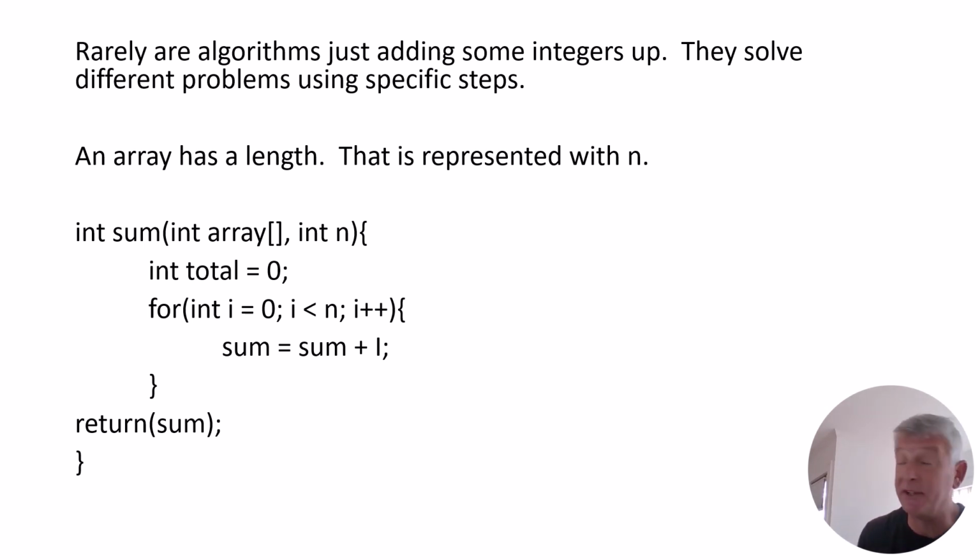Rarely are algorithms just adding up integers. They solve problems. An array has length. This is represented by n. Now we're going to get to O of n. There's my integer, another declared integer, and then n. Int i, n, and it's just going to add some and build this up. This loops through the array starting at 0 going to the size of n. So this is O of n.